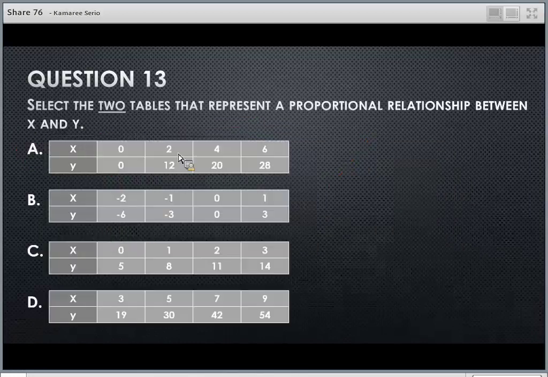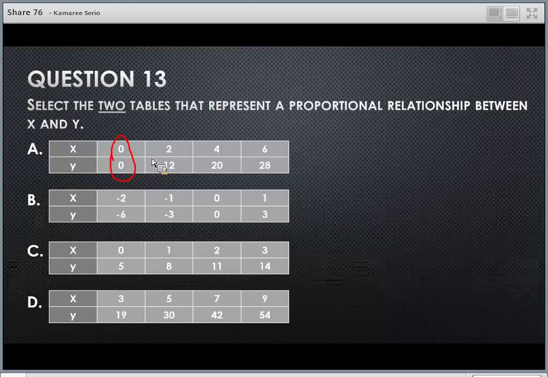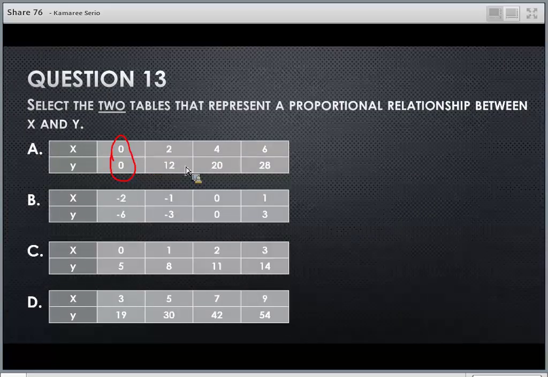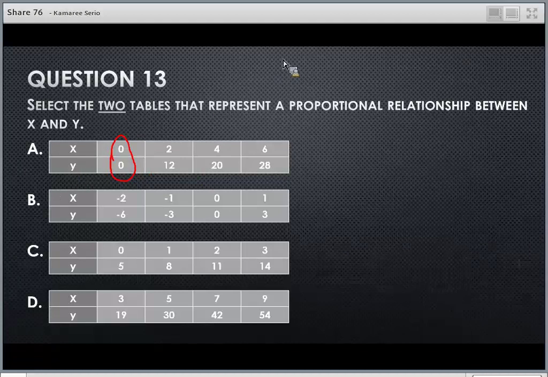All right, same question. If you ever have a 0-0 pair, that's like a free giveaway. So just take it, just ignore that one. Remember, it is y over x. It's y over x, which means that the ratio for this problem here is actually 12 over 2, which is 6. If I look at this next one, that is 20 over 4, which is 5. So those are not the same, so it can't be A.